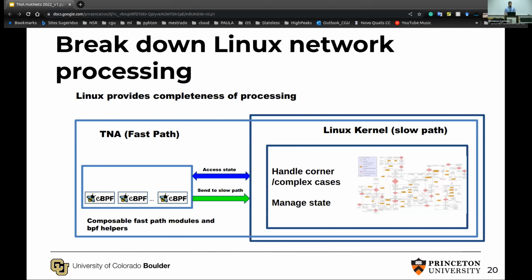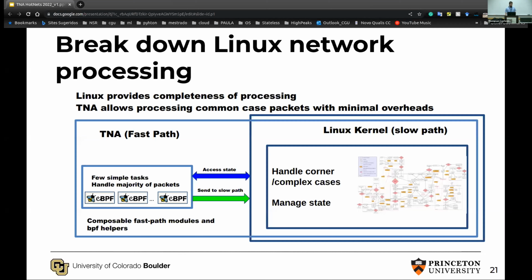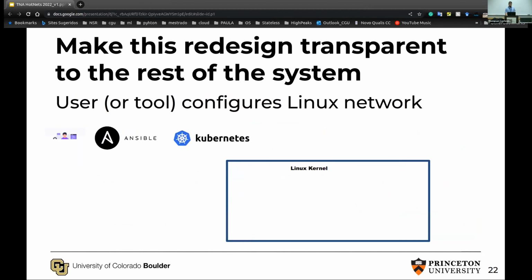Those modules are deployed at the XDP layer. They can access kernel state using BPF helpers. They can send packets for corner case processing and other unsupported processing to the slow path in the Linux kernel. And they can also be composed to build a lightweight data path. This breakdown allows us to have a fast path with minimal processing that will execute only a few simple tasks, but will be able to process the majority of the packets with higher performance.